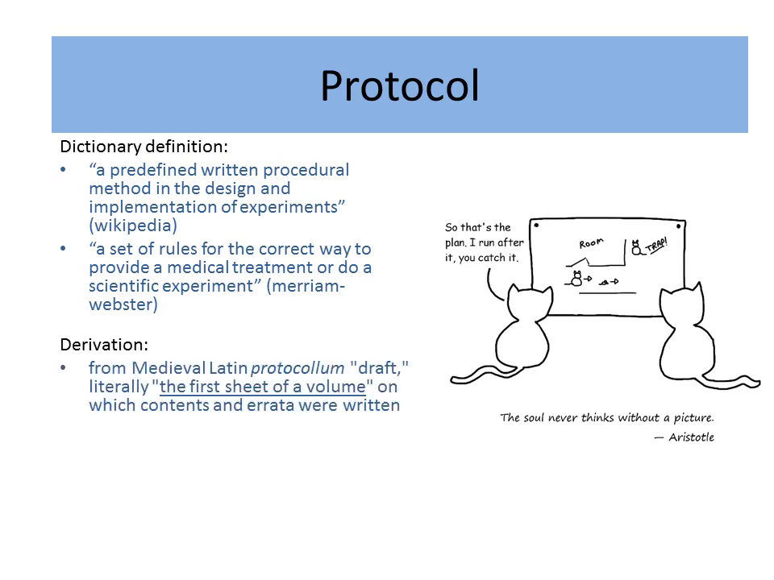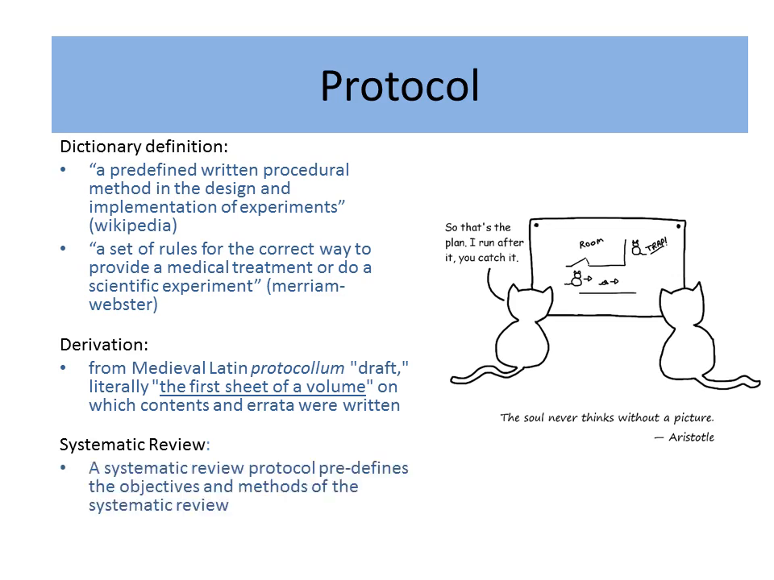The word protocol derives from the Latin protocollum, literally standing for the first sheet of a volume, and this is exactly what a protocol for systematic review is. It is the first thing that is written. The systematic review protocol predefines the objectives and methods of the systematic review.